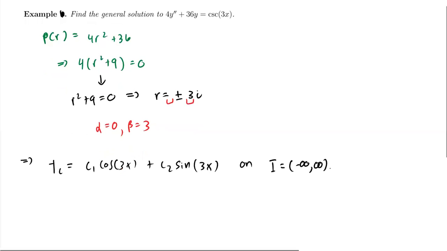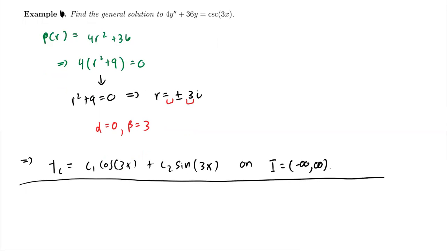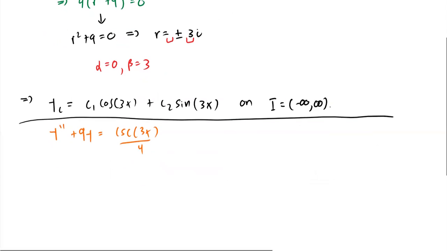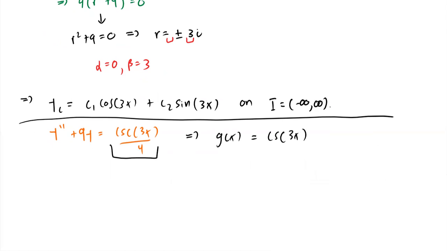So now let's go ahead and find the particular solution using the variation of parameters method. As I mentioned, before you do anything, you need to make sure that your y double prime is alone. Right? We want to use the general form where we divide by whatever's in front of y double prime. So first, let's rewrite this differential equation. Divide everything by 4. And now it's in the right form. Right? So your g of x is this.